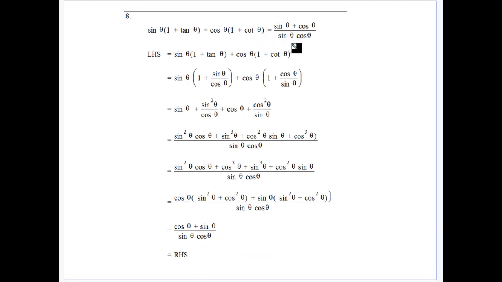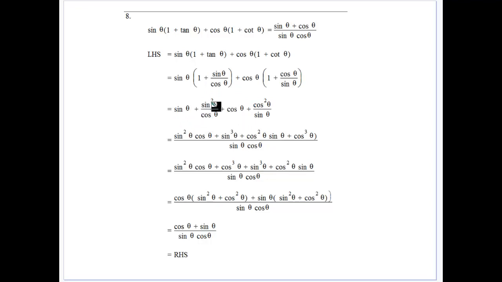Again, another one that looks reasonably hard. Doesn't look reasonably, it looks very hard. Let's start with our left hand side: sine theta, 1 plus tan theta, plus cos theta, 1 plus cot theta. Again, we want it all in terms of sine and cos. So the tan and cot are going to have to change to sine and cos. So we've done that manipulation first up, and expanded our brackets because there's nothing really we can factorize as such.